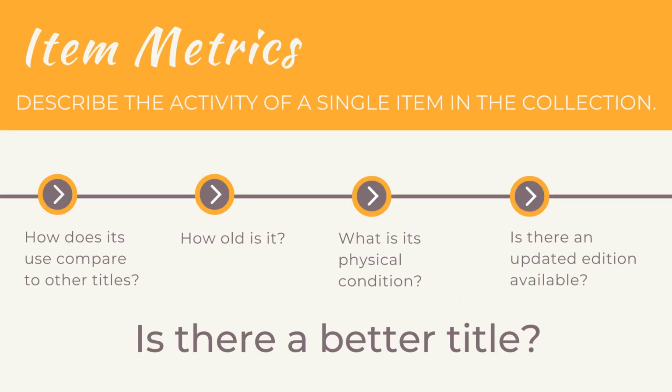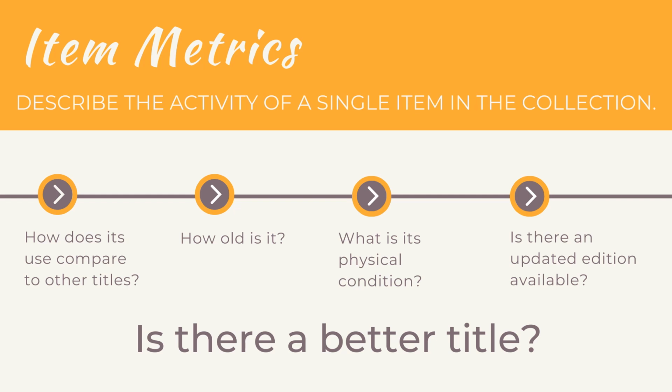Other metrics describe individual items, and they too can include data like publication date, use, cost, and size. Item metrics can be used to answer questions like, what is the total circulation of Title A? How does Title A's use compare to the use of similar titles? What's the cost to replace Title A? How does the cost of Title A compare to other similar titles? How old is Title A?